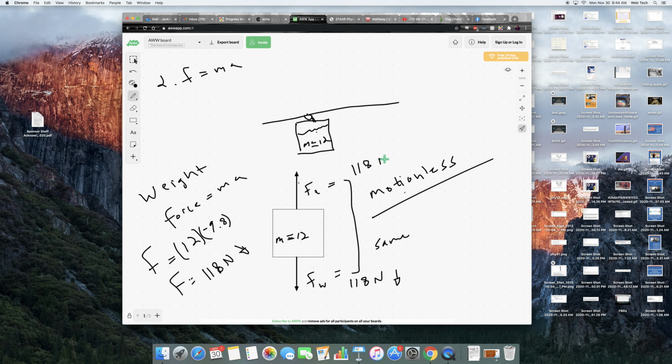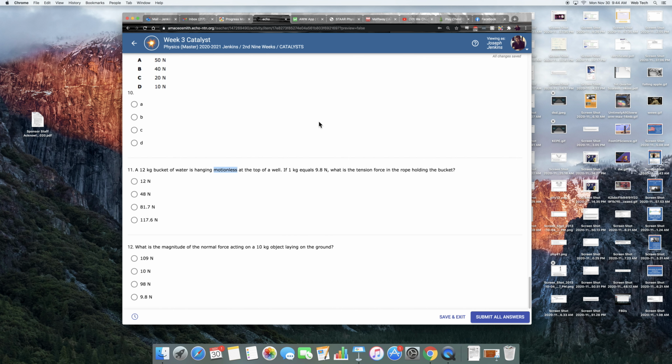So if this is 118 newtons down, what does this got to be? 118 newtons up. Why is it the same? Equal and opposite reactions. If the rope wasn't strong enough, it would break, and guess what? There would be no more tension force. I'd be falling. There would be a net force of 118 newtons going down.